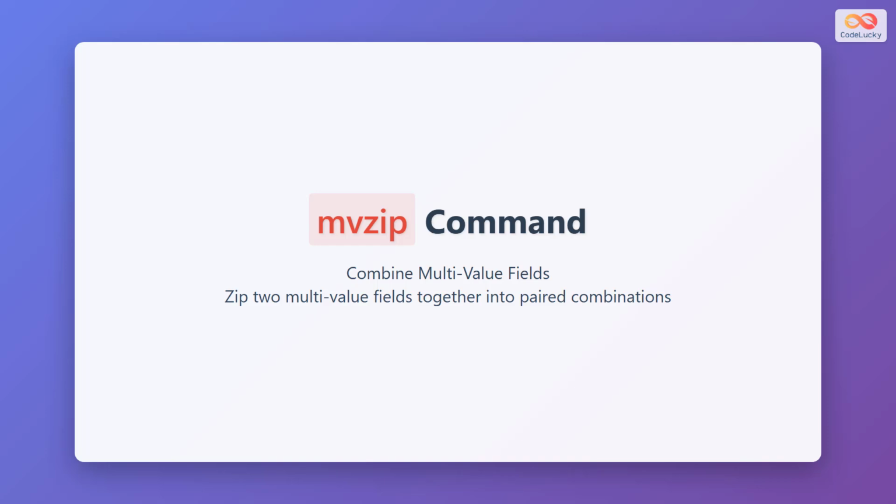For example, if you have a list of names and a list of ages, mvzip can combine them so that each name is paired with its corresponding age. This command is essential when you need to maintain relationships between different multi-value fields in your Splunk searches.